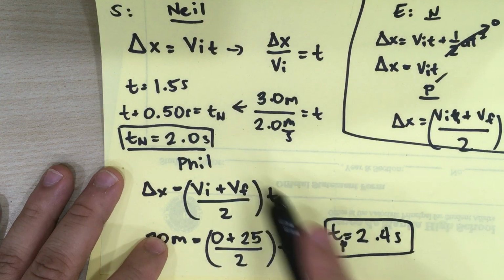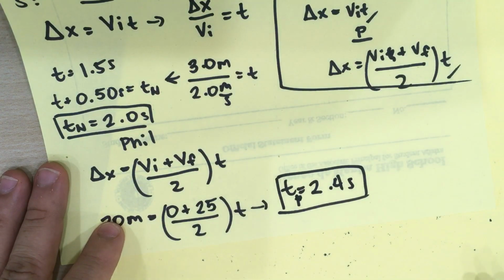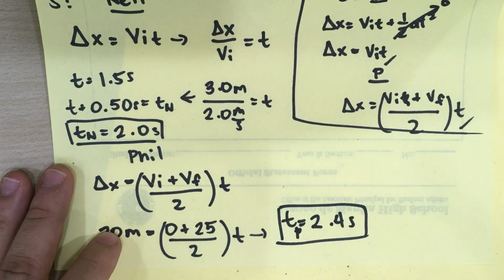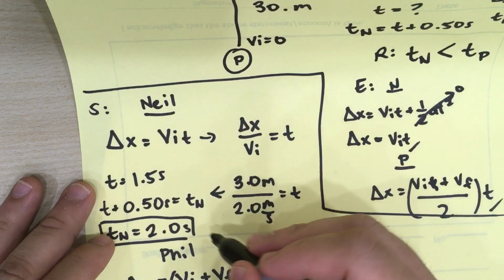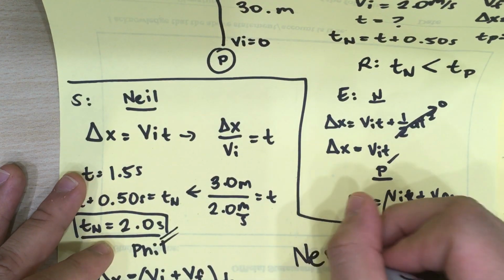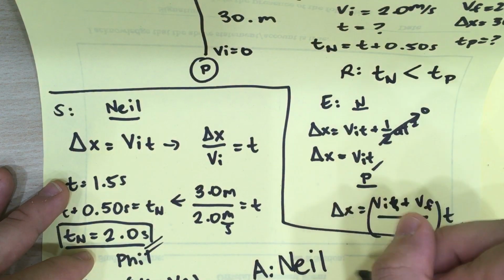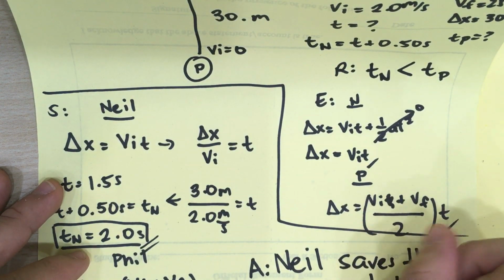Now let's check. The goalkeeper gets there in 2 seconds. The ball struck by Phil gets there in 2.4 seconds. So who is faster in this case? Well, it's obvious that the goalkeeper wins because the ball is much slower. Therefore, final answer, Neil saves the shot.